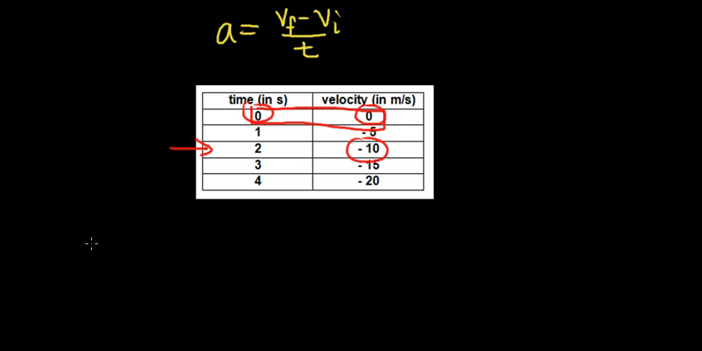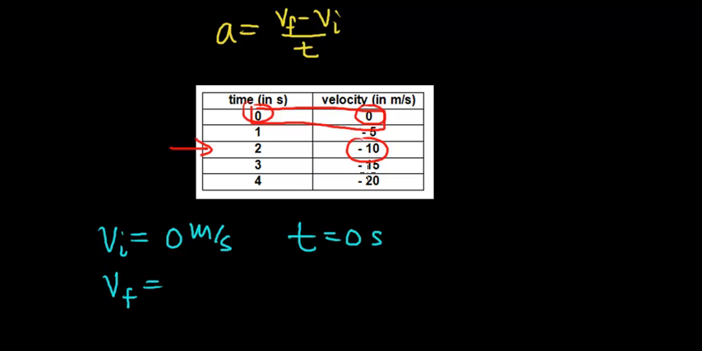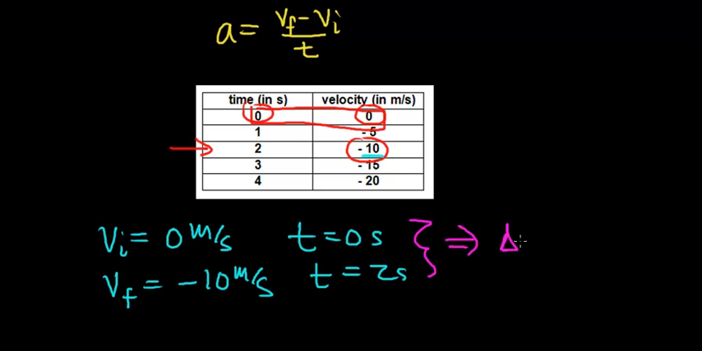So if I summarize that data, my initial velocity is going to be 0 meters per second when t equals 0 seconds. And in this case, my final velocity will be negative 10 meters per second when time t equals 2 seconds. Now the total time change between these 2 points will be 2 seconds, or delta t equals 2 seconds. This is the change in time.